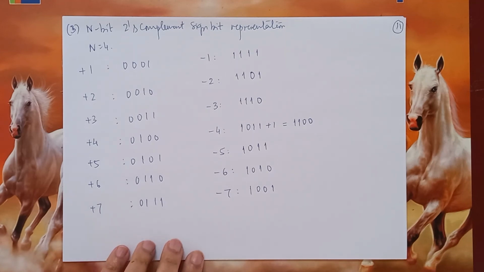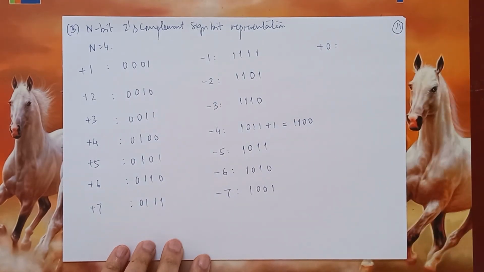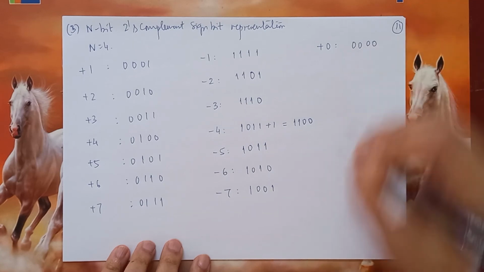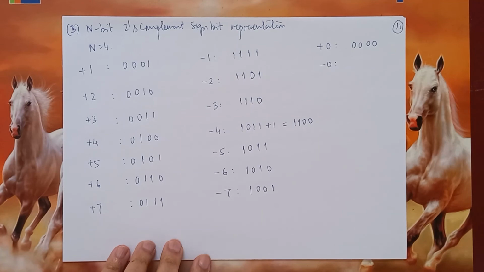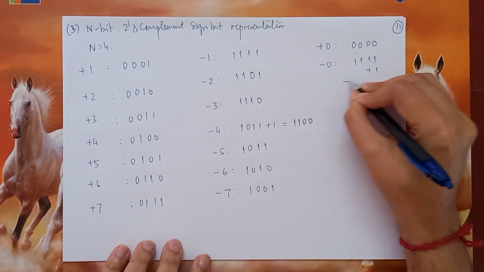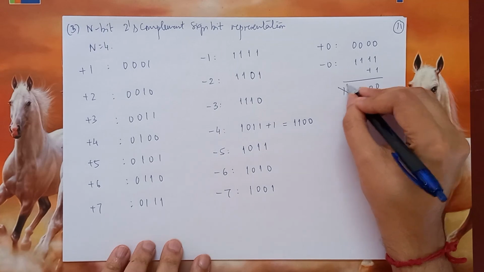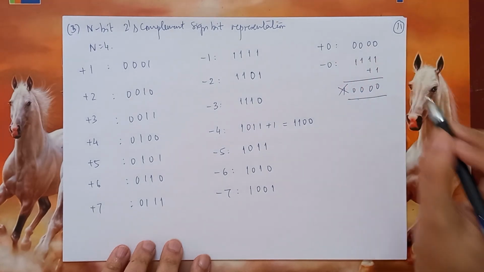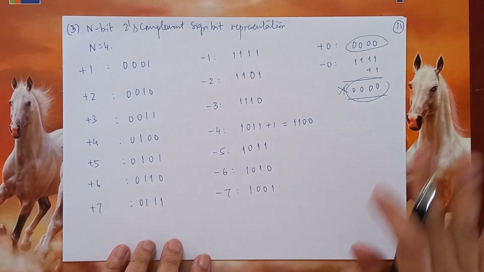Now let us see the point of contention. So let's look at +0. +0 is what? 0000. -0 is what? The 1's complement plus 1. So in 2's complement we normally ignore the carry. So what you notice is that +0 and -0, now they have the same meaning.